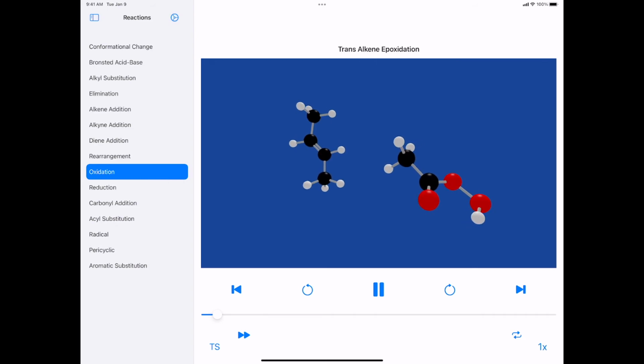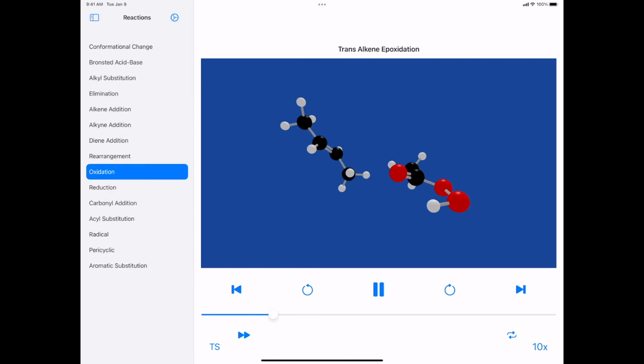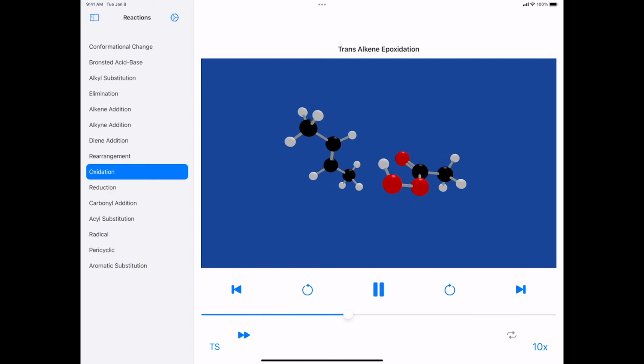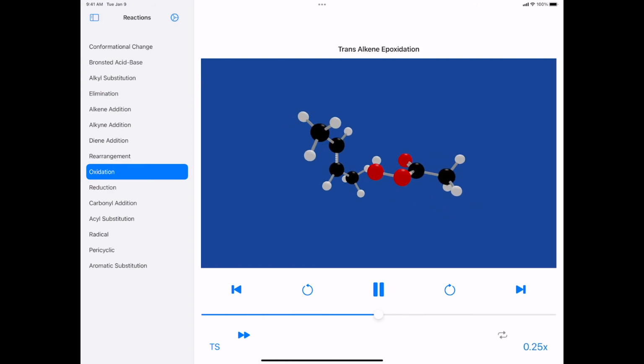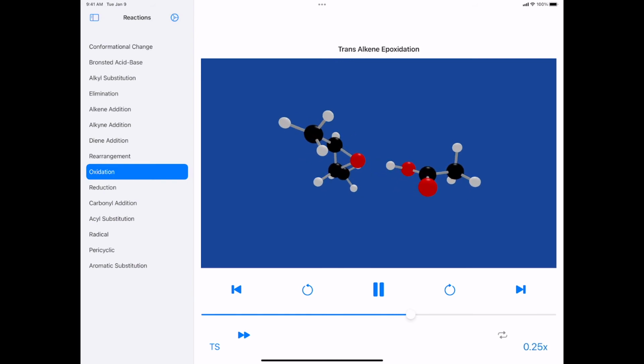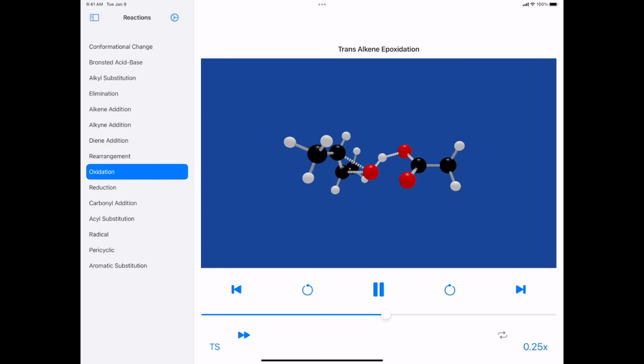We're going to be here all day, so we better speed that up. Too fast, too fast. Way too slow. Dang it. Let's just go to the transition state.